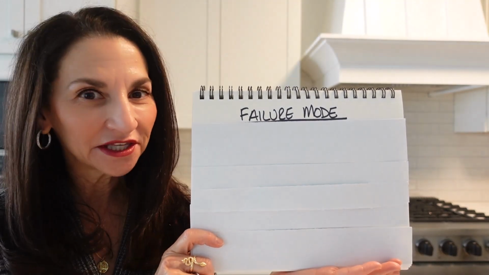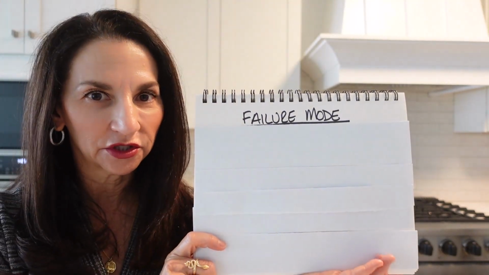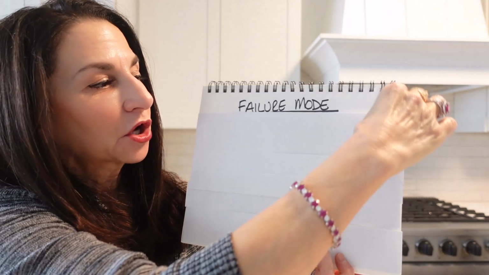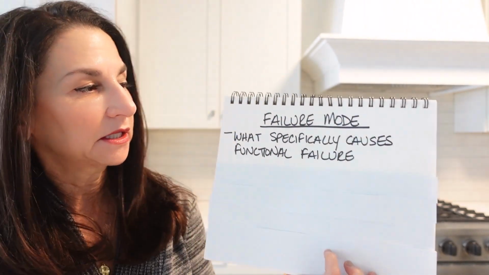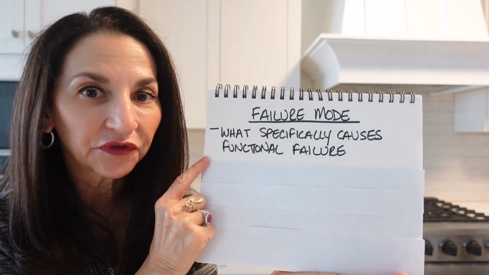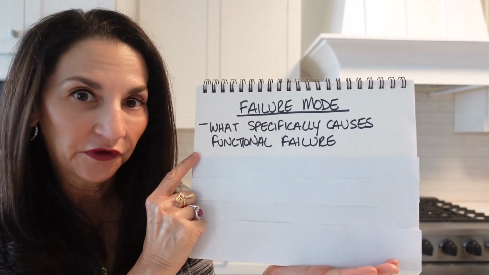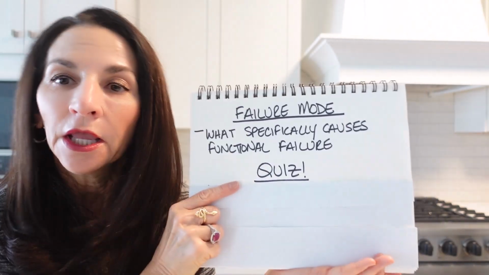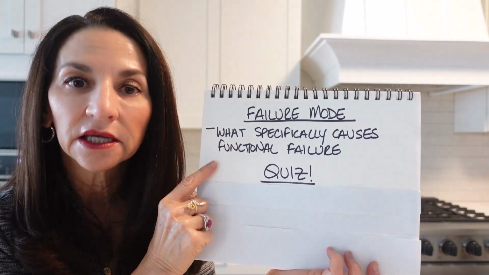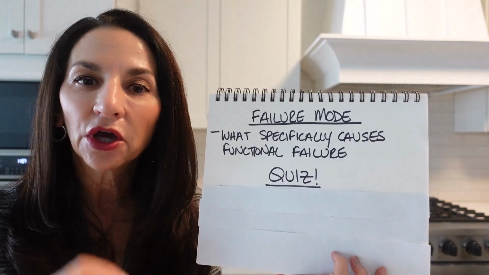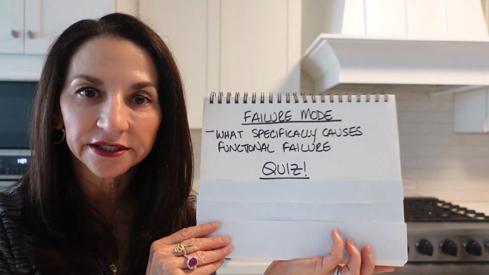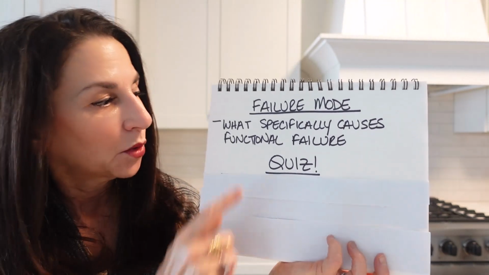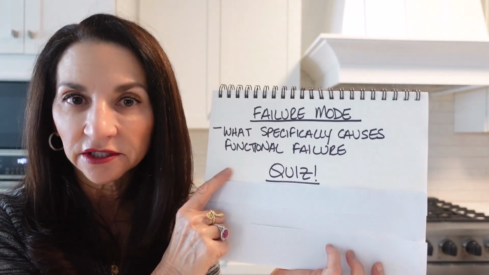Hi everyone, in this video we're going to test our knowledge about how to write a failure mode properly. Now, in the context of reliability-centered maintenance, a failure mode is what specifically causes a functional failure. Let's quiz ourselves, because it's really important that we understand how to write failure modes. As my mentor John Moubray taught us, physical assets are managed at the failure mode level. Now, we said that a failure mode is what specifically causes functional failure.